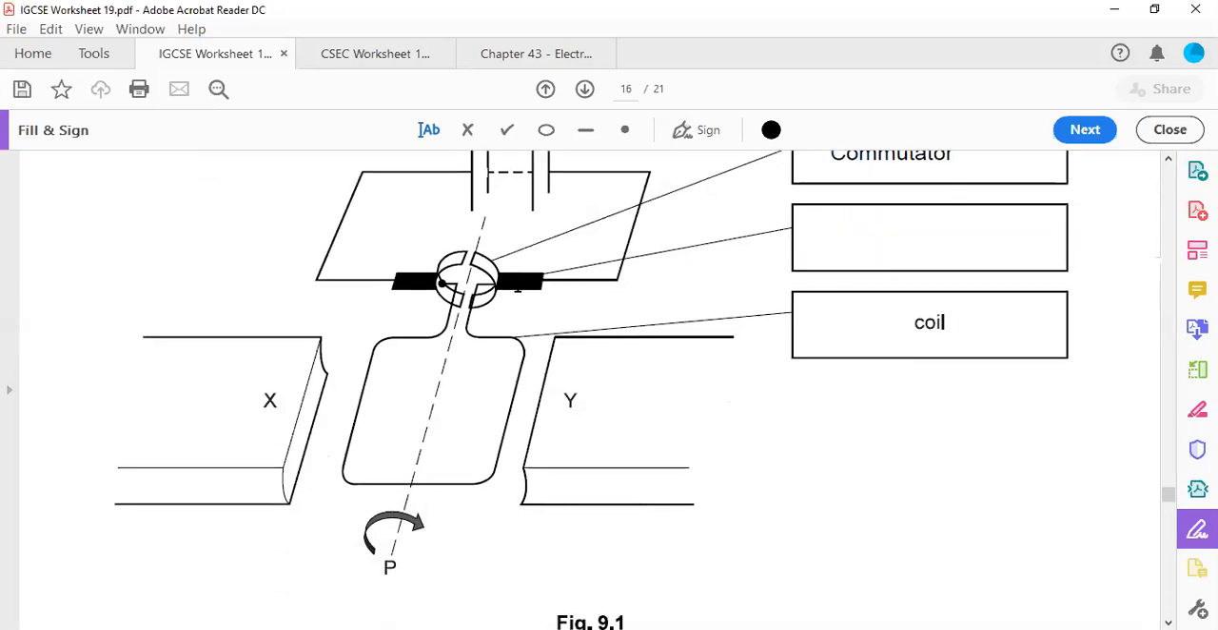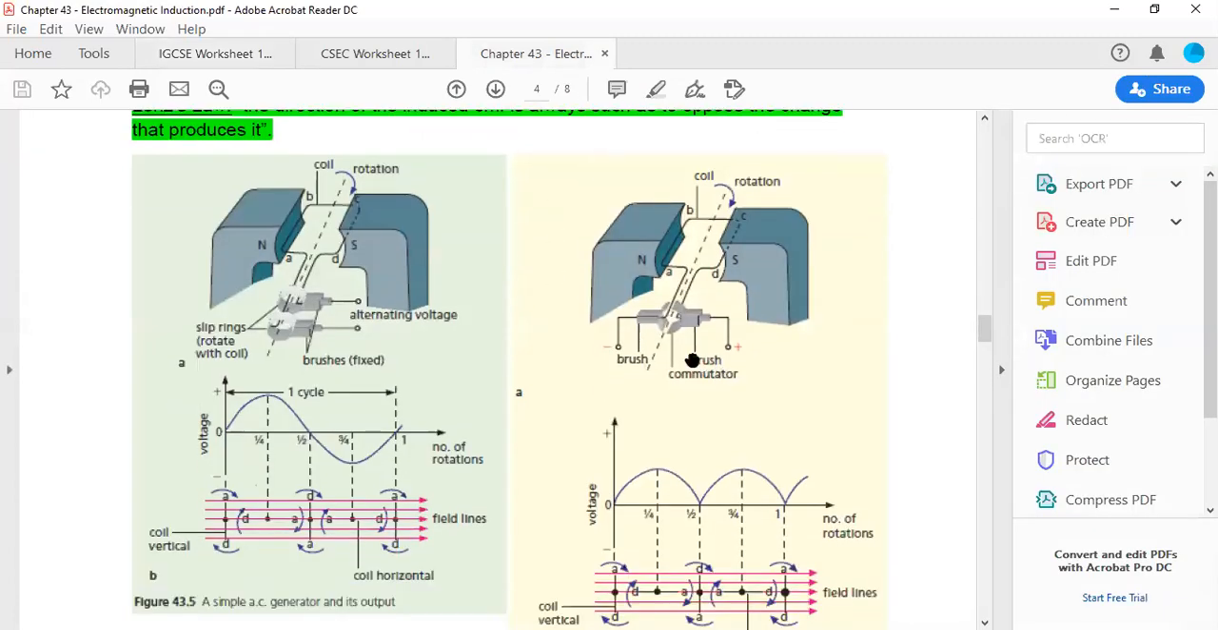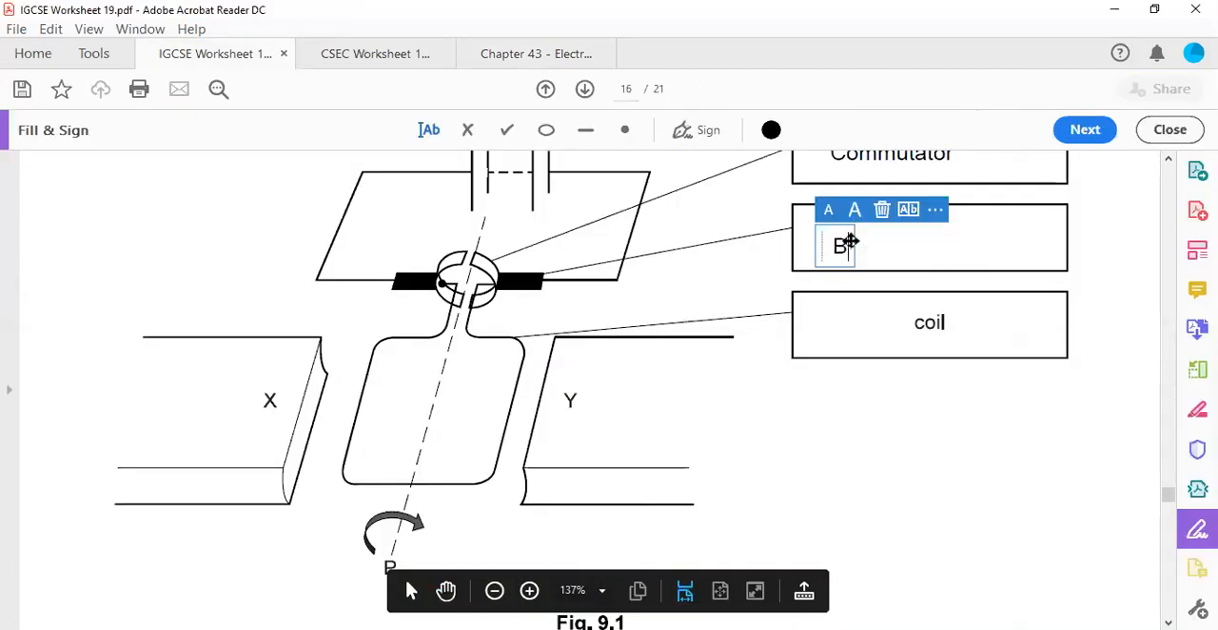This one here, this black thing here, what do we call this? If we go back to the notes, you will see this is your commutator, this half a circle, and next to it is this little gray thing here, which is your brushes. Your answer for that is brushes. Alright?